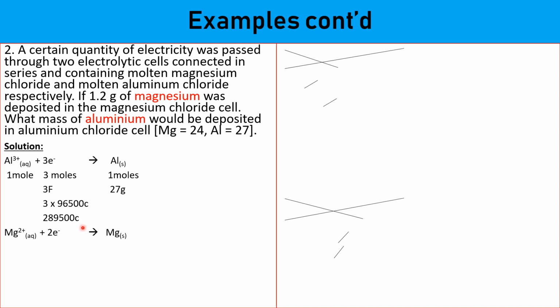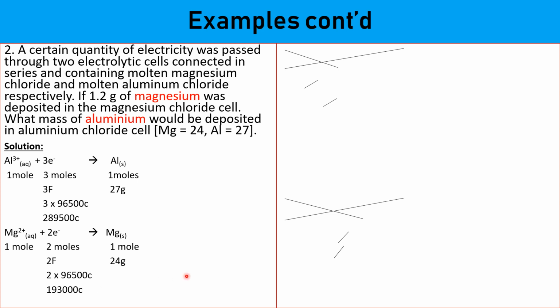Magnesium is the second element. The ion of magnesium is Mg2+, and it is a divalent metal. So it will gain 2 moles of electron to form 1 mole of metallic magnesium. So we have 1 mole of magnesium ion gaining 2 moles of electron to form 1 mole of metallic magnesium. 2 moles of electron is equal to 2 Faradays. 1 mole of magnesium is equal to 24 grams. 2 Faraday is equal to 2 times 96,500 coulomb, and that is equal to 193,000 coulomb.